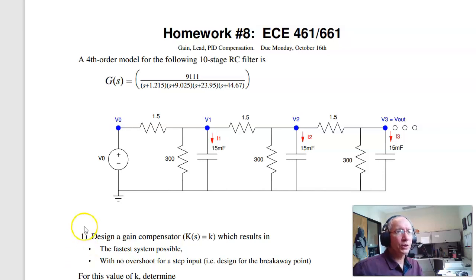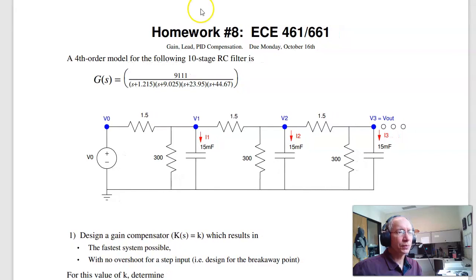Here are solutions to homework set number 8 for ECE 461 control systems. Now, this problem looks at a given fourth order system. This is a model of a 10th order RC filter, one of the earlier problems we had this semester. Just take the four dominant poles. Let's design a feedback control system to control the tip temperature.